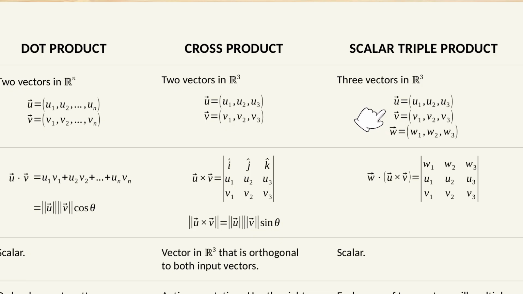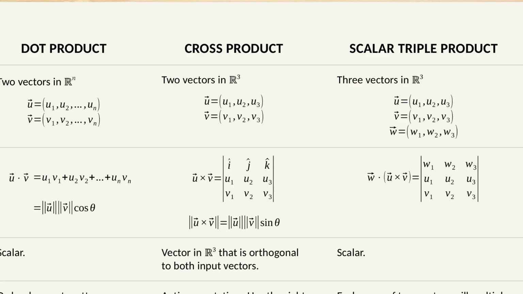The scalar triple product is like a combination of dot product and cross product. Scalar triple product, triple as in 3, means that we're going to take 3 vectors, and these vectors are in R3, so still 3 dimensions. We're going to have a dot operator and a multiplication sign. In this case, we have the vector w that's dotted to the cross product of u cross v.